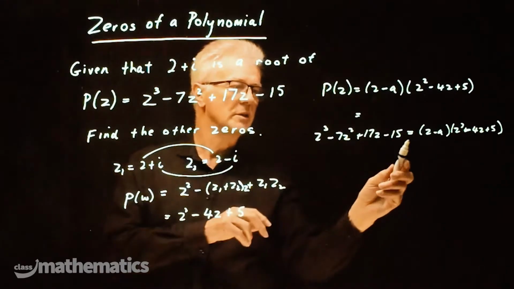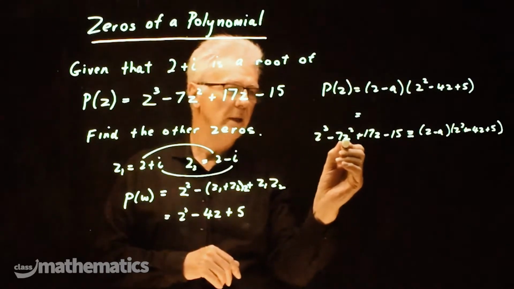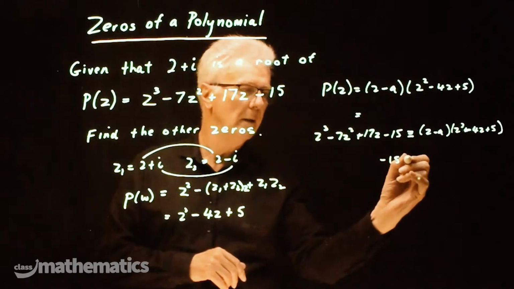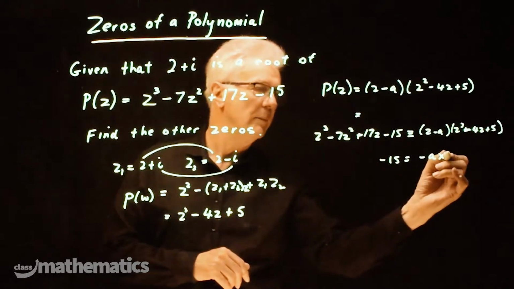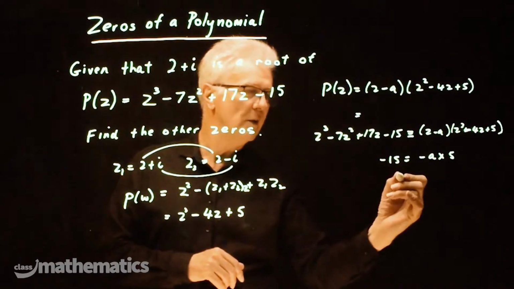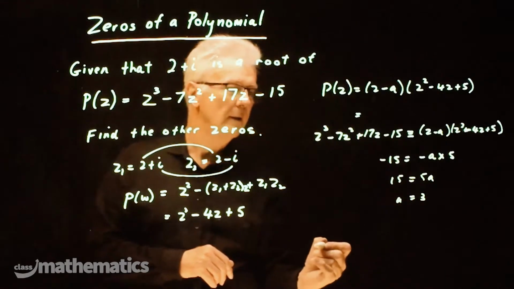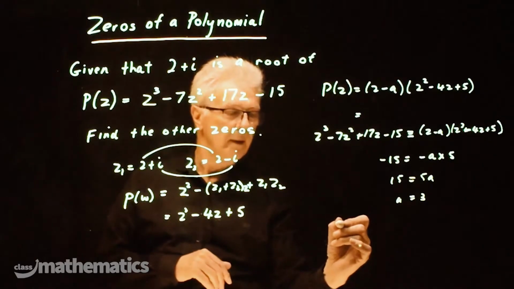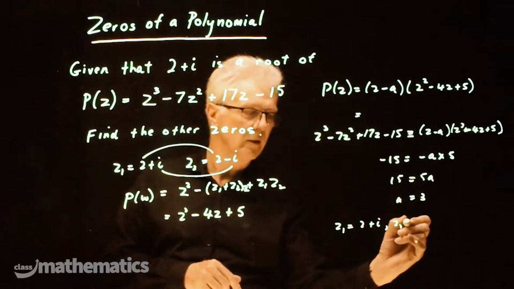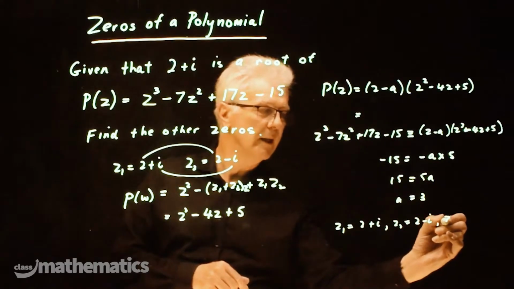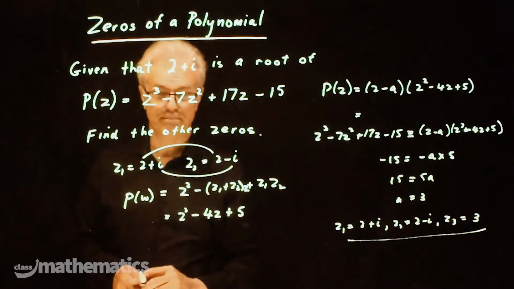Because this is an identity, we can put in any value we like. The simplest value to put in is obviously 0. Putting 0 in, we just get minus 15 on the left-hand side, and on the right we get minus a times 5. So dividing both sides, it becomes 15 equals 5a, so a is equal to 3. Now we know the three roots: z1 is the original one, 2 plus i, z2 is the conjugate, 2 minus i, and z3, the real one, is just 3. Done.